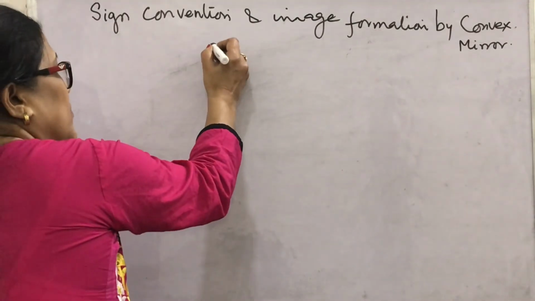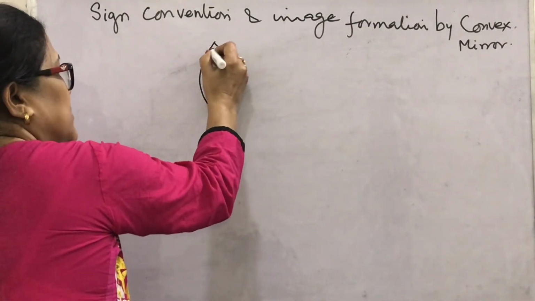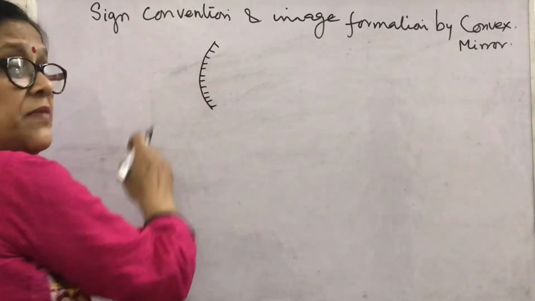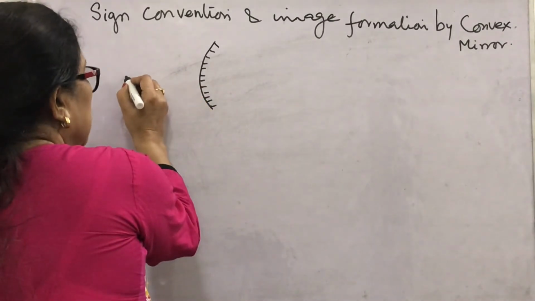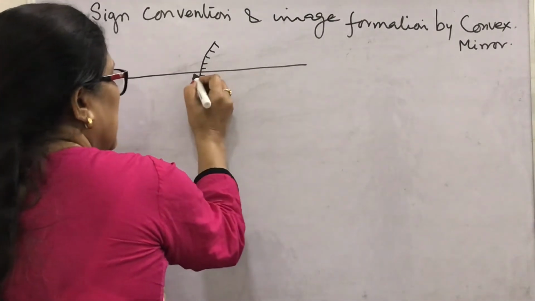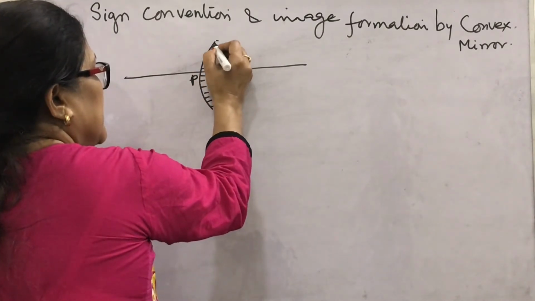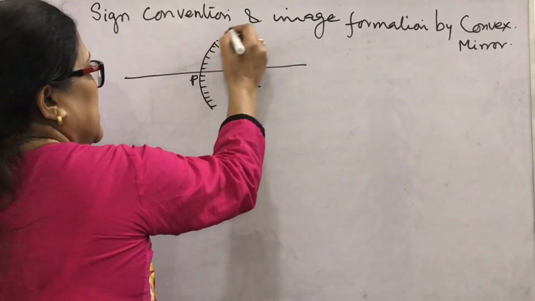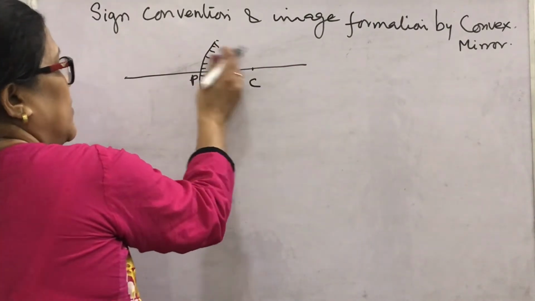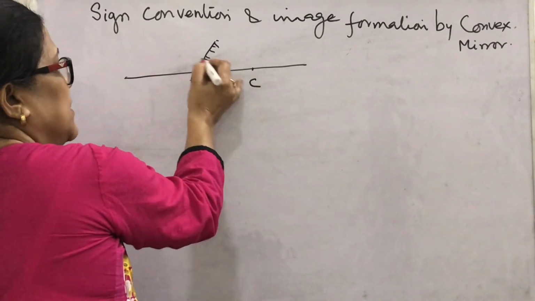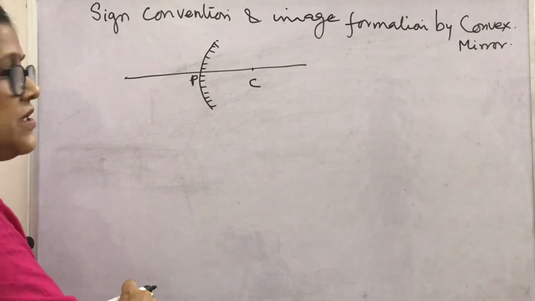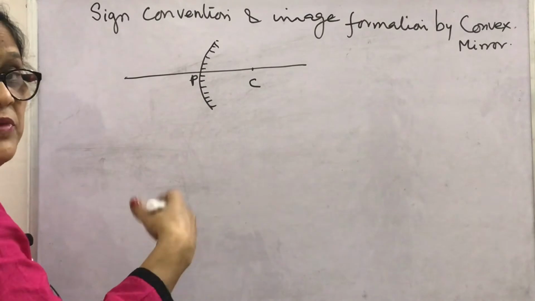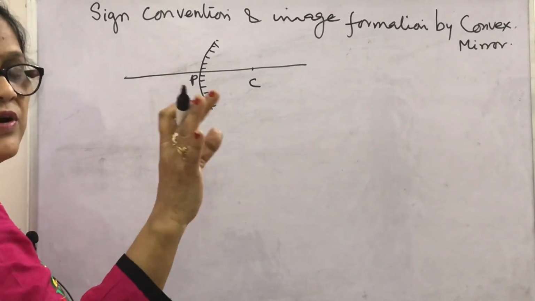Now for the convex mirror, you know a convex mirror is drawn like this. Reflection from this mirror takes place from the bulging side. And how is the principal axis drawn? This is the pole, the midpoint of the mirror, and this is C, the center of curvature. The radius of curvature is CP, or any other point from C to the mirror. How do the sign convention rules apply? As per the sign convention rules, what will be the image, object and focal length direction?